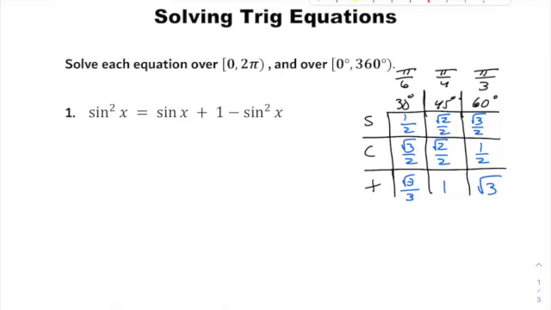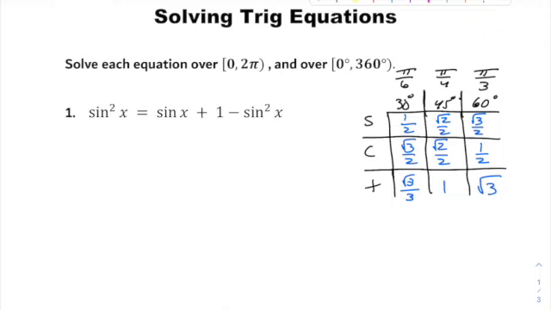Okay, so now let's actually take a look at number 1 here. So number 1, I see that I have sine squared and sine in the same problem. So that's two different trig functions. They're not like terms. So just like if I were solving an equation with x squared and x, what would I likely do? Probably bring everything over to one side and try to factor it. So that's what I'm going to do here. I'm going to bring everything over to one side.